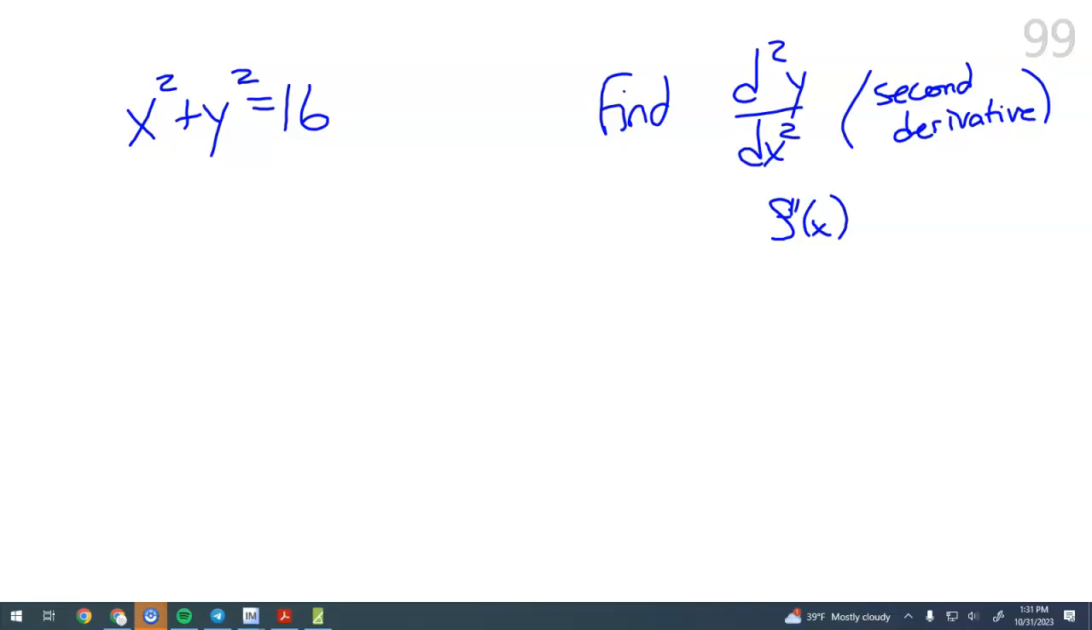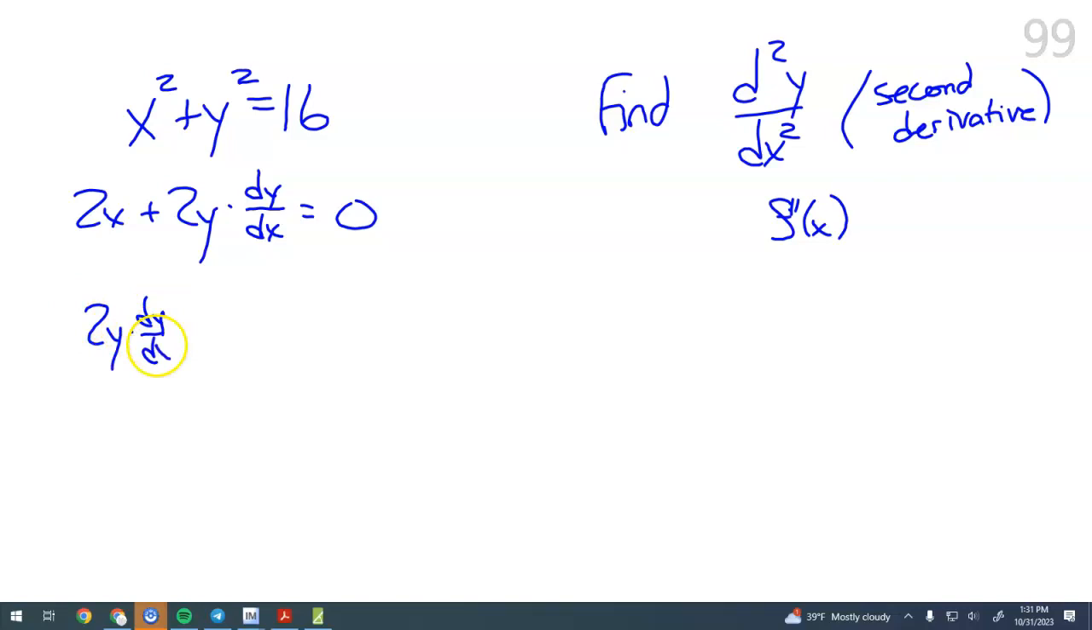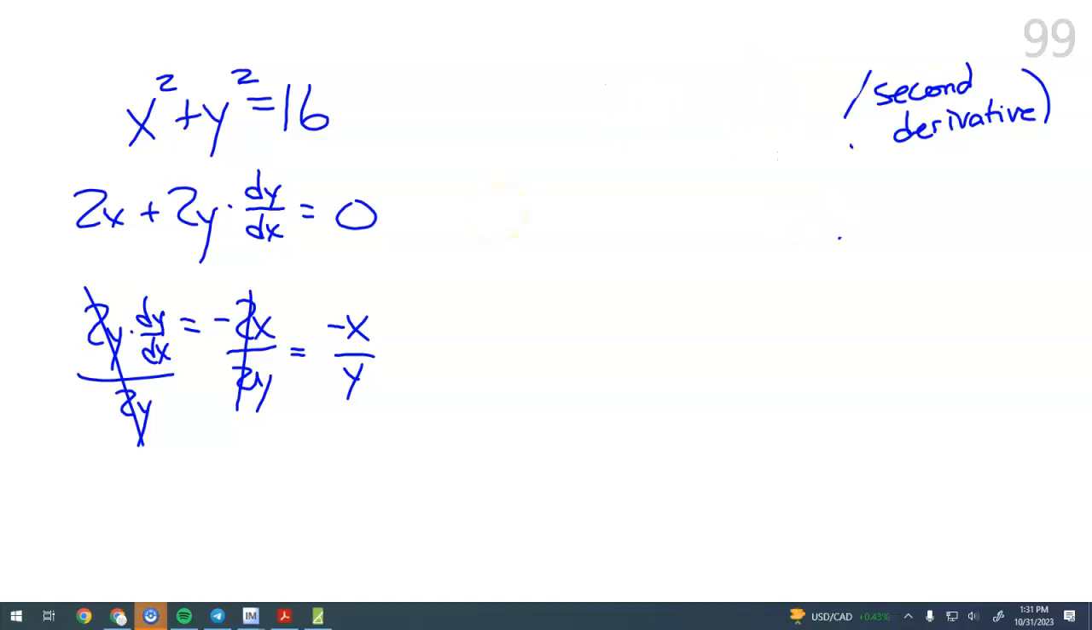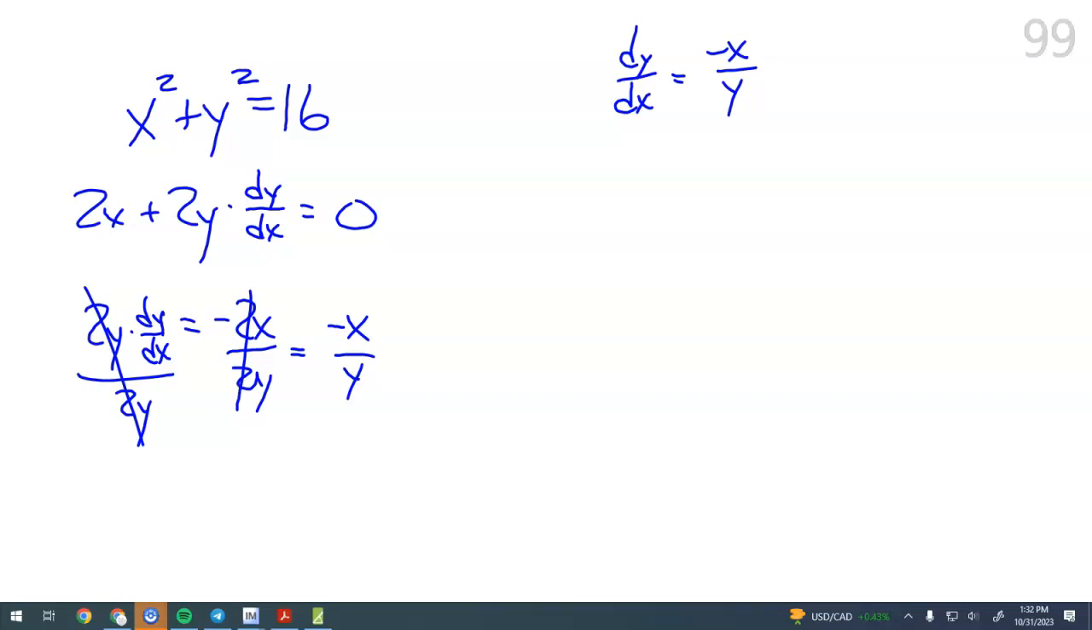So I'm going to take the derivative of that. 2x plus 2y times dy dx equals 0, right? So derivative of 16 is 0. And then I would subtract 2x from both sides, divided by 2y. And then normally I wouldn't simplify, but because I have to move forward with it, I want to make it as easy as I can. So I'm just going to make that negative x over y. So what I've got now is dy over dx equals negative x over y. So first of all, the question doesn't get to there. Just the first one.